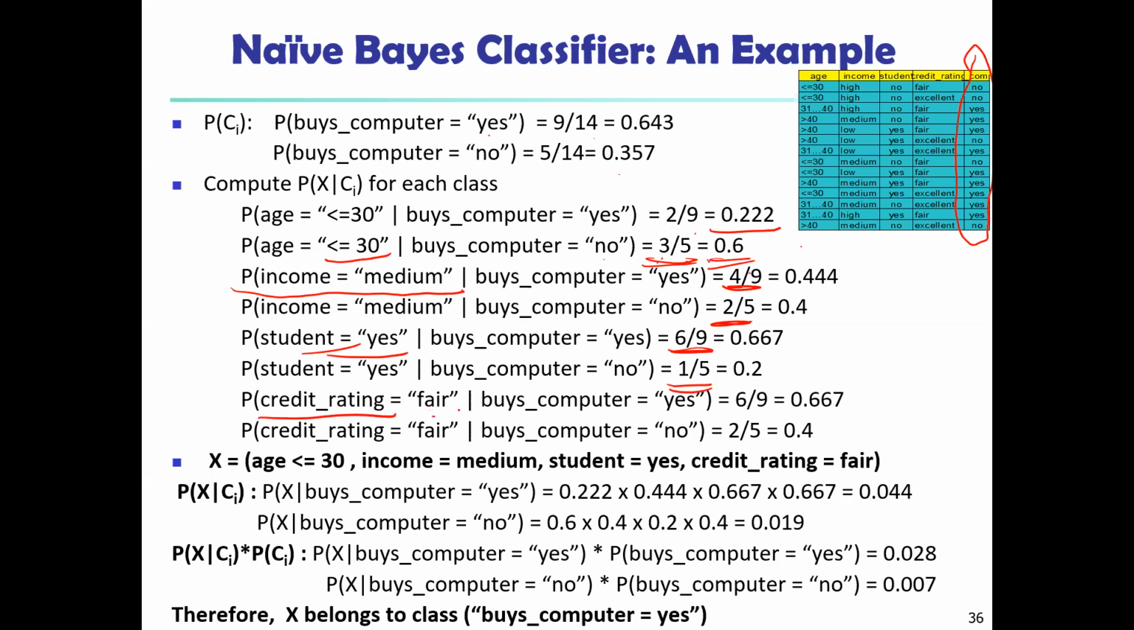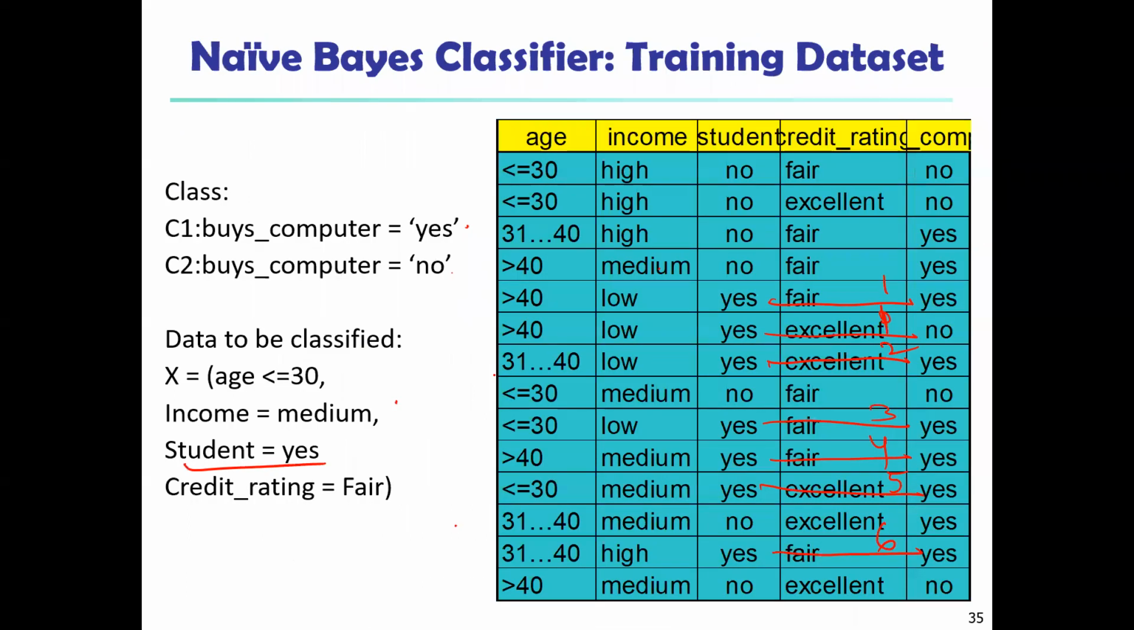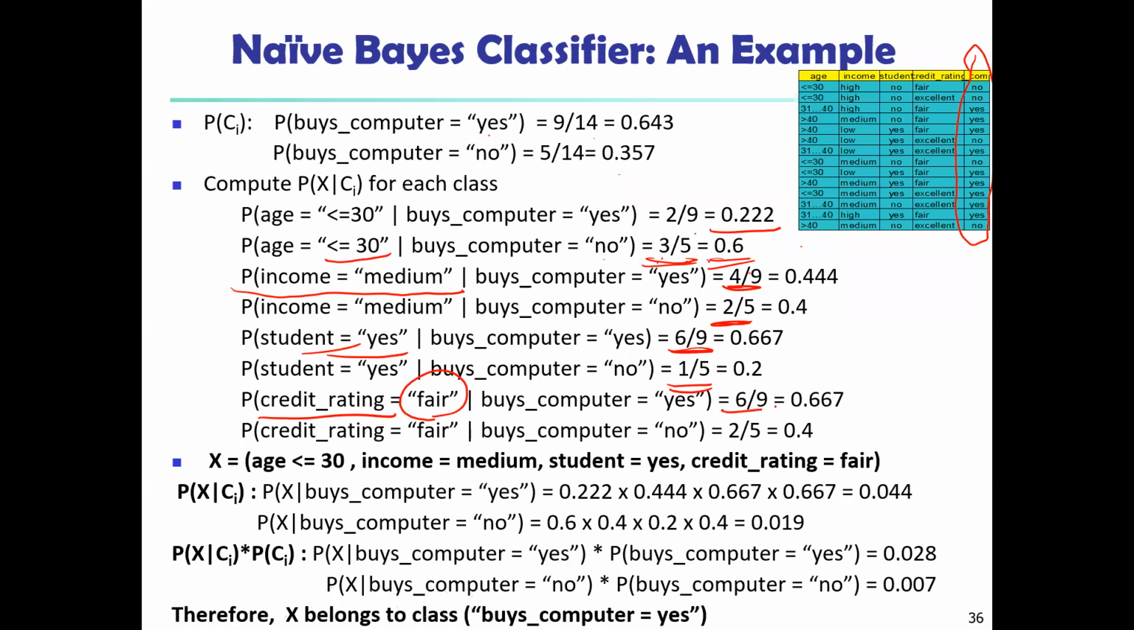Same way, find out for credit rating fair. How many yes class labels are there? How many no class labels are there? 1 no, 1 yes, 2 yes, 3 yes, 2 no's, 4 yes, 5 yes, 6 yes. So total 6 yes and 2 no's. We got 0.667 and 0.4.